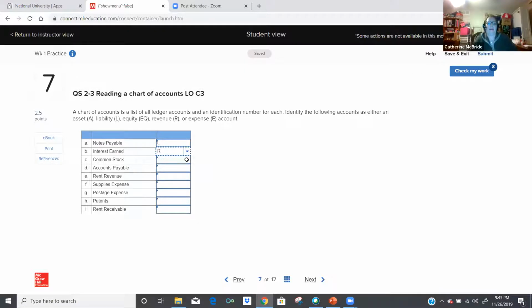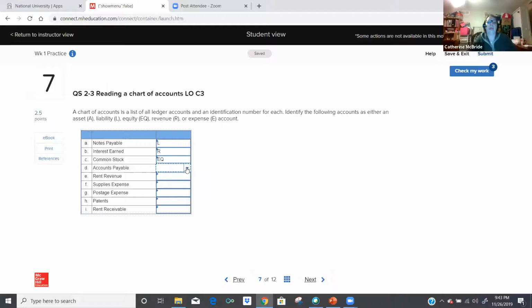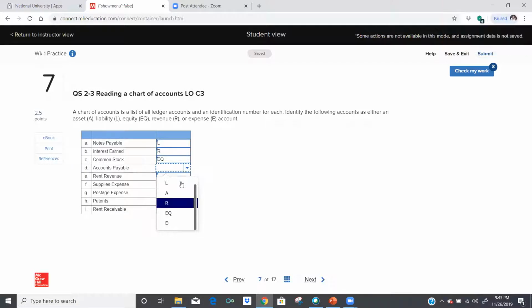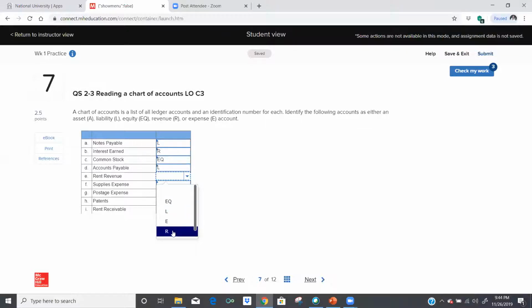Common stock. Asset, liability, equity, revenue, or expense? Equity. Equity. Accounts payable. Liability. Yep. Rent revenue. Asset, liability, equity, revenue, or expense? Rent revenue. It's revenue, right, Mark? Yep, it's revenue. Good job.